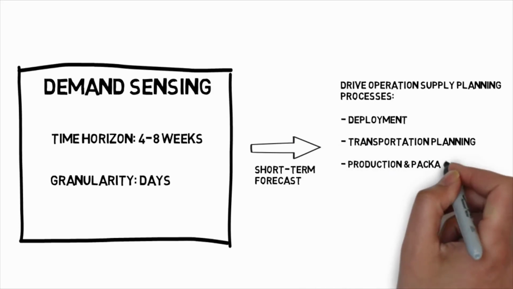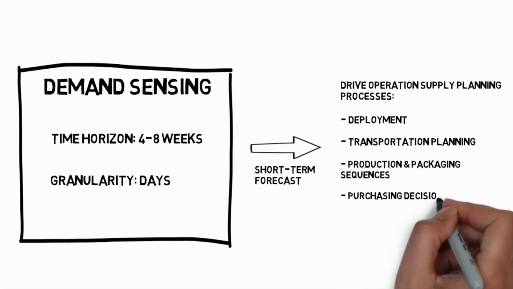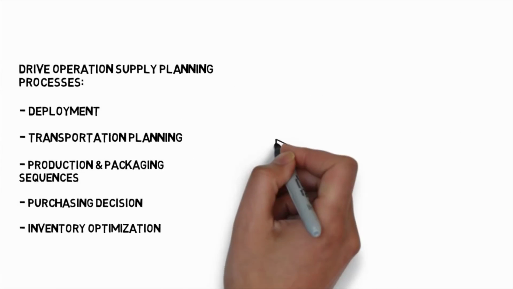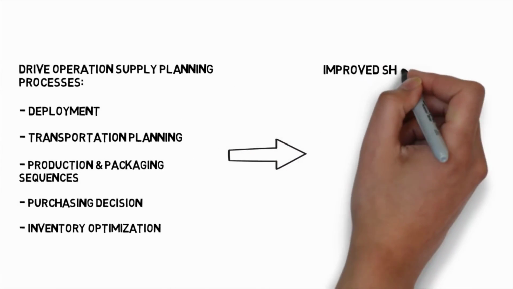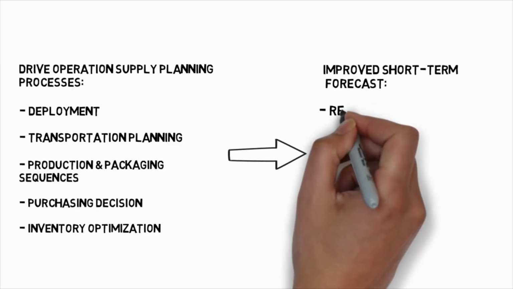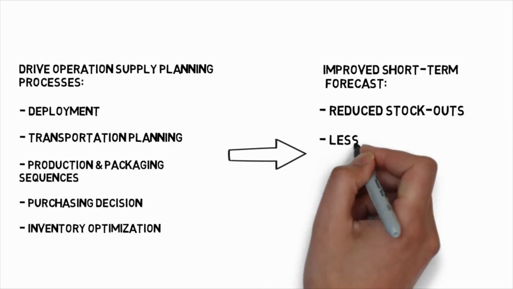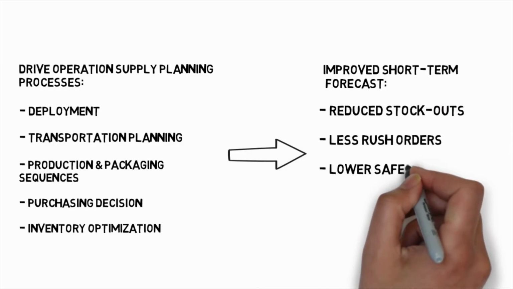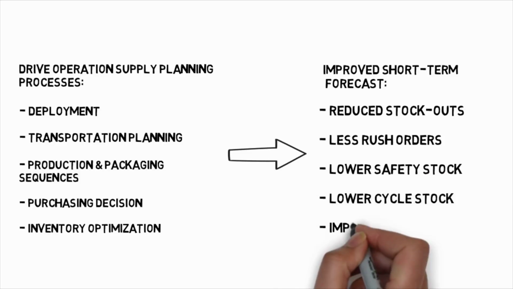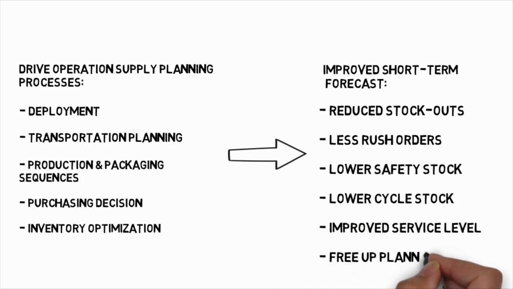Depending on the lead times, it improves production, packaging, and material purchasing as well. Demand sensing leads to reduced stockout and less rush orders. It leads to lower cycle stock due to improved forecast bias. It improves the service level and, due to the fully automated process, frees up a planner's capacity.